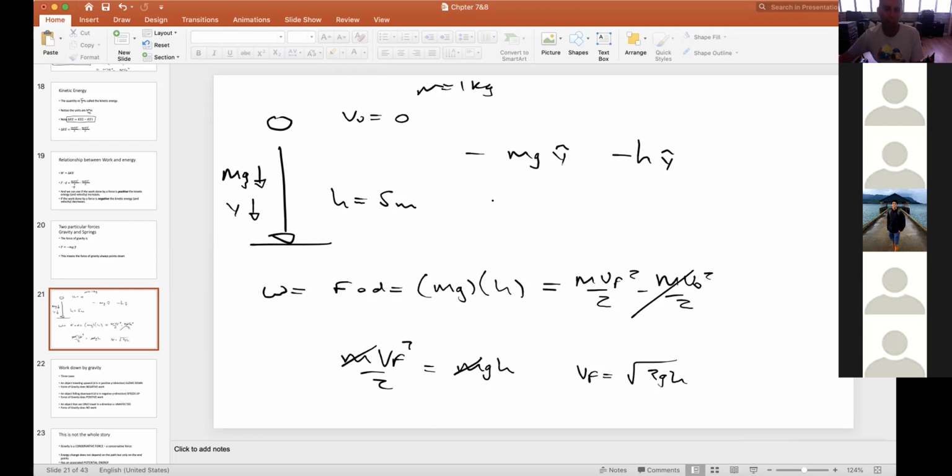If we think about this one, v final squared minus v initial squared is equal to minus 2g times y final minus y initial. This would be 0. Y initial would be h. Y final would be 0. I would get v final squared is 2gh, which is exactly what I got there.